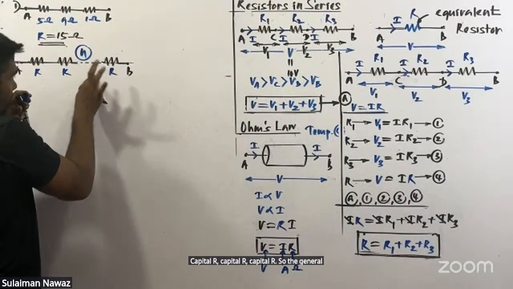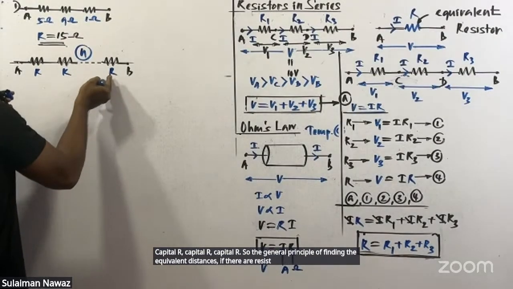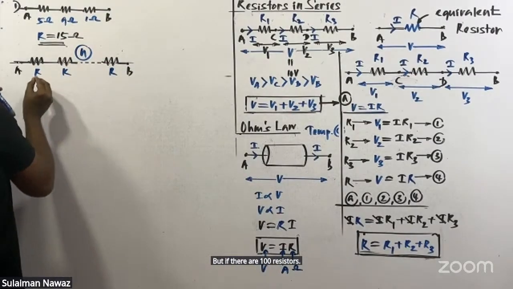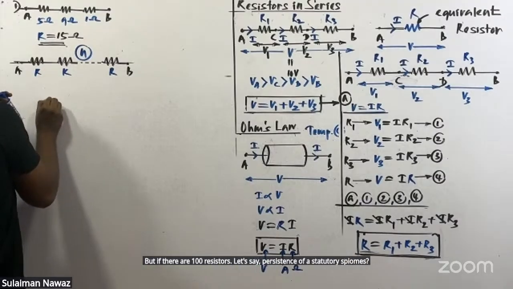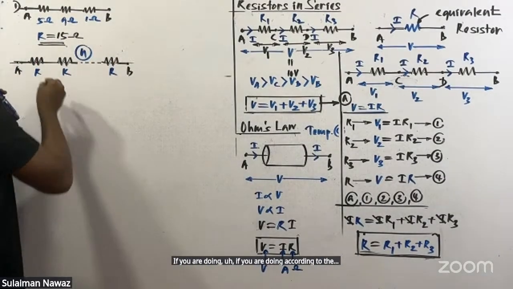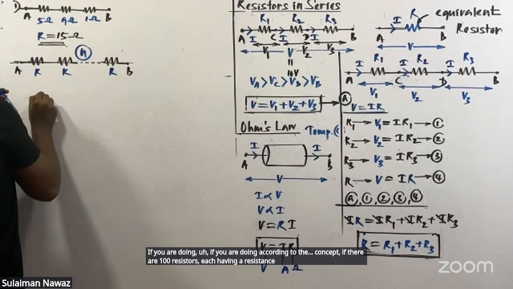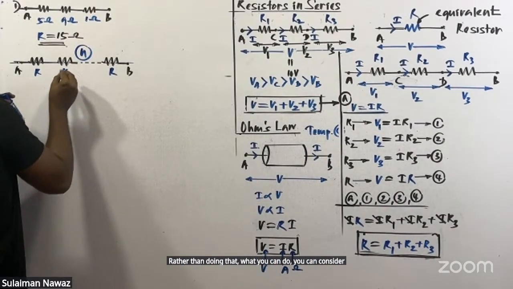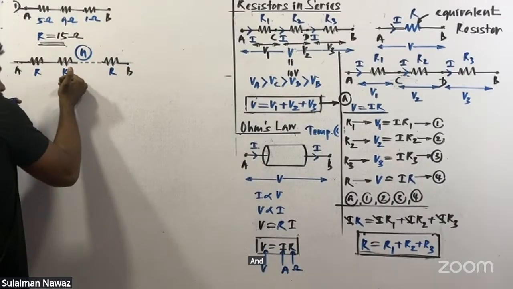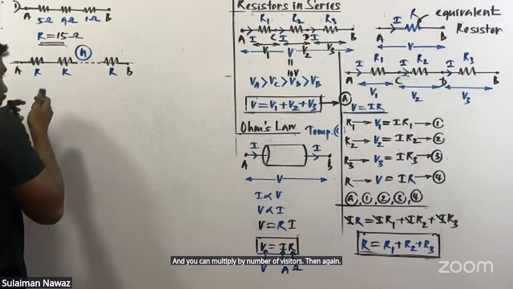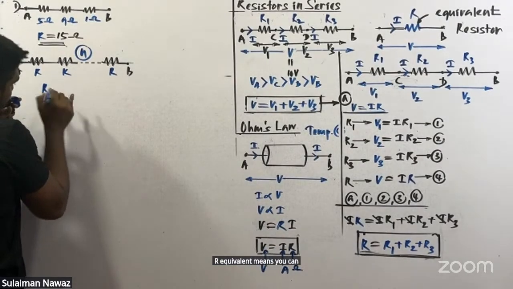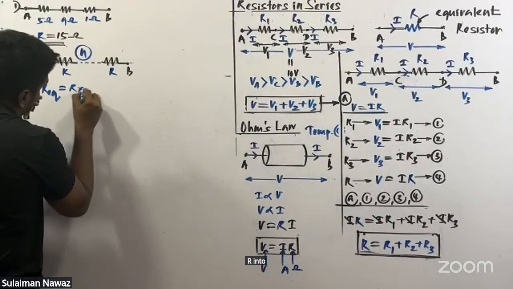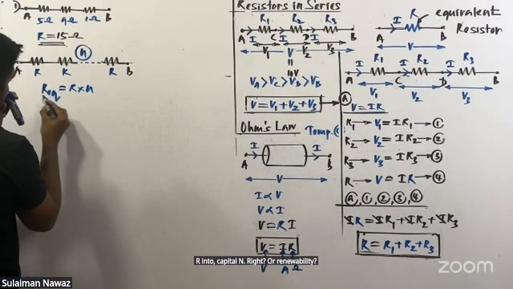So the general principle of finding the equivalent resistance is, if there are resistors in series, just add them together to get the equivalent resistance. But if there are 100 resistors, let's say the resistance of each resistor is 5 ohms, then you would have to do 5 plus 5 plus 5 and so on up to 100. Rather than doing that, you can consider the resistance of one resistor and multiply by the number of resistors. Then the equivalent resistance, R equivalent, must be equal to R into capital N.